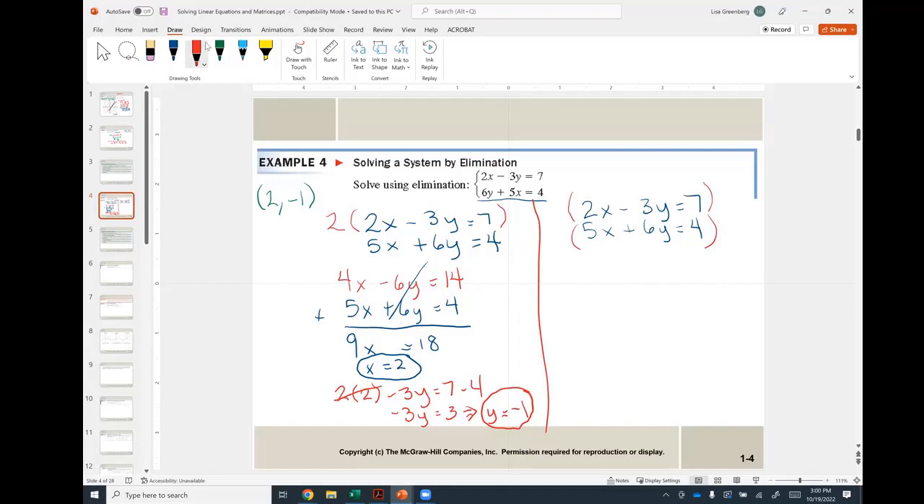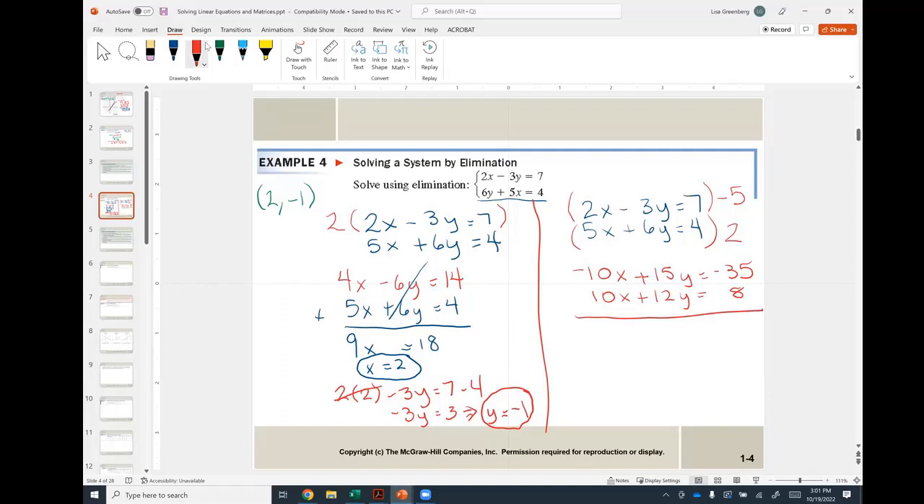So the least common multiple between 2 and 5 is going to be 10, right? So I'm going to multiply this times negative 5, or it doesn't matter, make one of them negative and this by positive 2. It actually doesn't matter which one. I could have made the top one by positive 5 and the bottom one by negative 2. But what will turn out here is negative 10x plus 15y equals negative 35. And then I have 10x plus 12y is equal to 8.